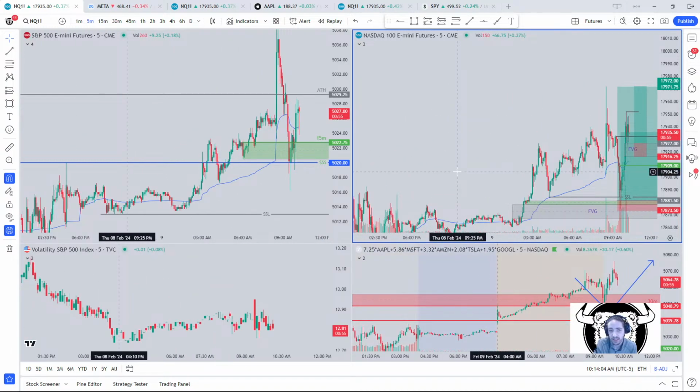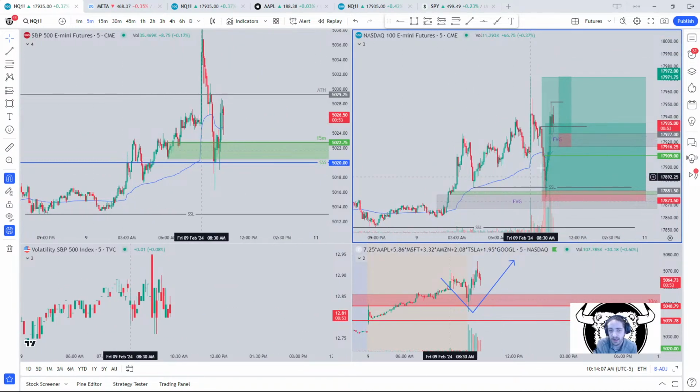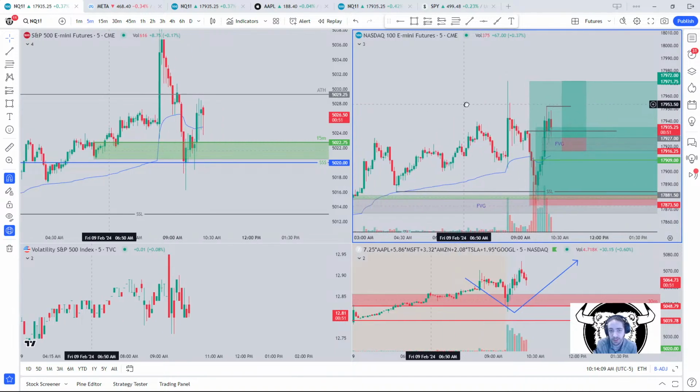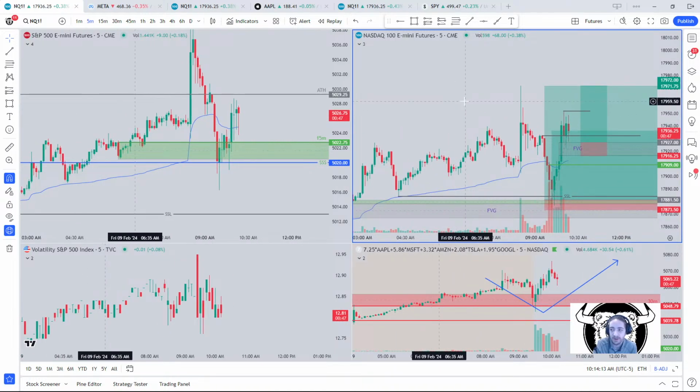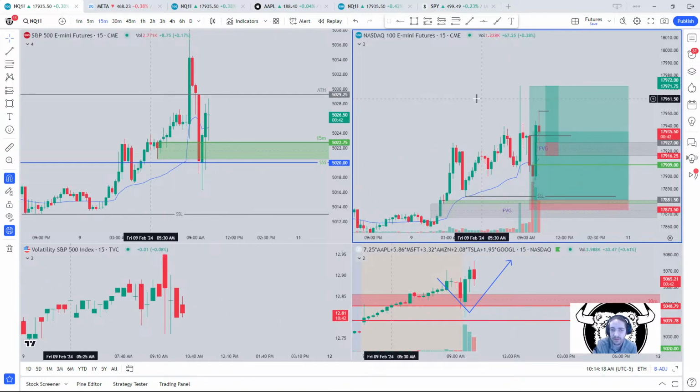Again, we have been making higher highs. We have been making higher lows. The market has been bullish. Trend is our friend, guys. Trend is our friend. 47 seconds left on the 5 minute. 47 seconds left on the 15 minute.